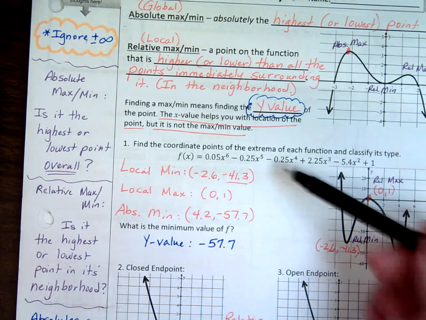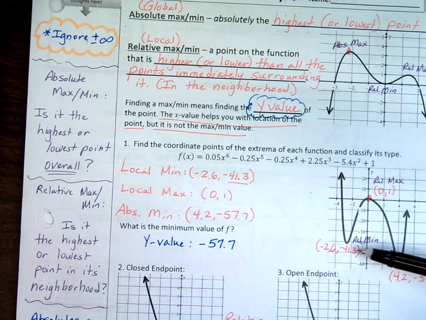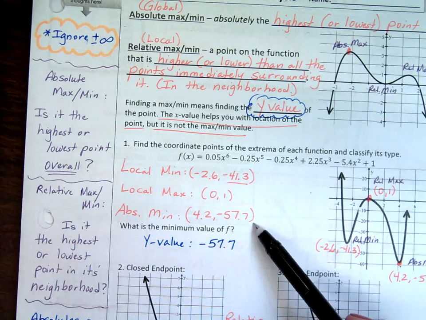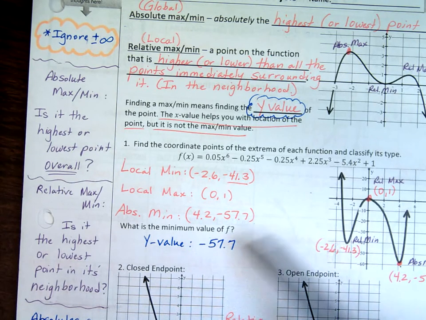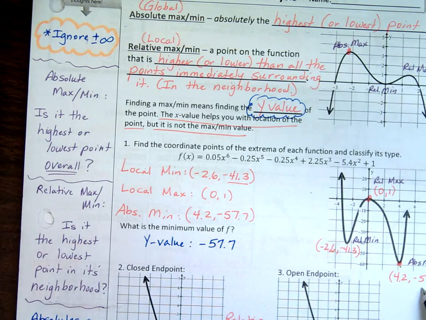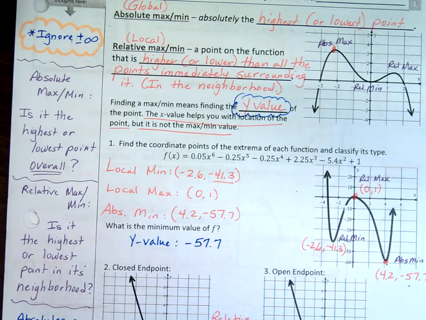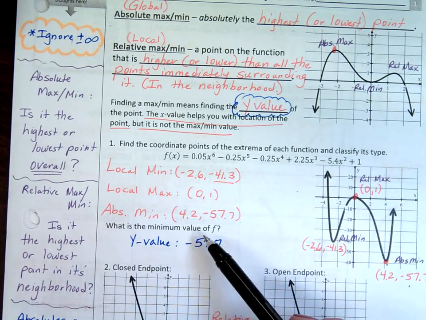All right, so he came up with these points. He graphed this graph, and then he came up with the local minimum. That's this guy being negative 2.6, negative 41.3. Then this guy here would be a local or relative maximum at 0, 1. And then he came over here, and this would be an absolute minimum. It's the lowest point overall. And so he identified what they were. What is the minimum value for this function? Well, the lowest it goes to overall is this y value of negative 57.7. So that's the y value that you're looking at when you're looking at what the minimum actually would be.